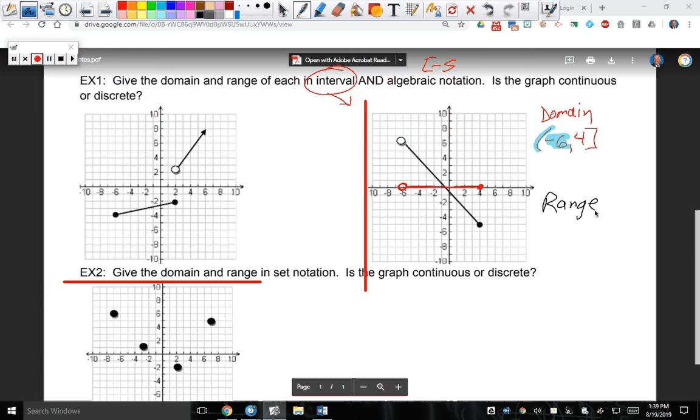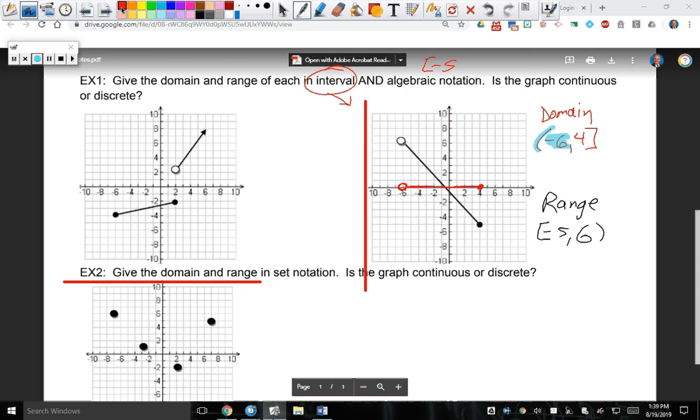Sammy, go for it. How would the range be shown? -5. Yep, all the way to? 6. Yep. And is it bracket or parentheses at -5? Bracket. And then how about 6? Parentheses. Perfect. Okay? Let's do the interval notations on both of them.